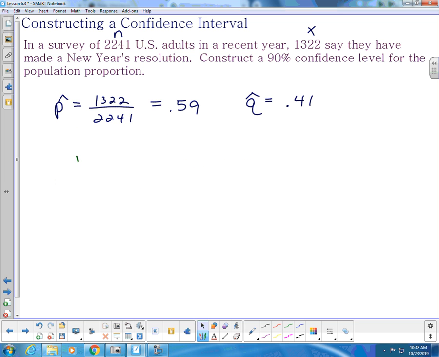My margin of error is going to be my confidence level, which is 90%, which is what? 0.645, times the square root of P hat times Q hat over N, which is 2,241. Just type that in your calculator. That's going to give you your margin of error.